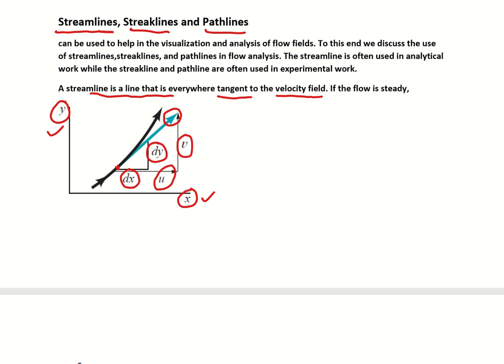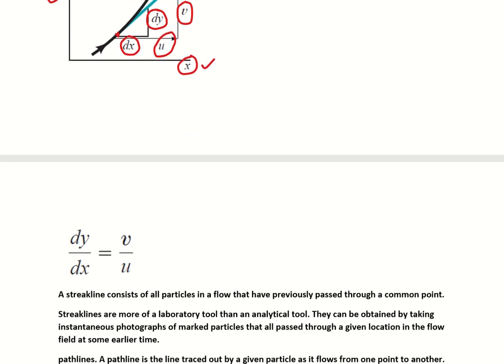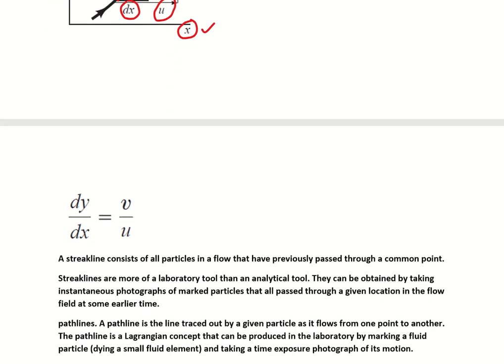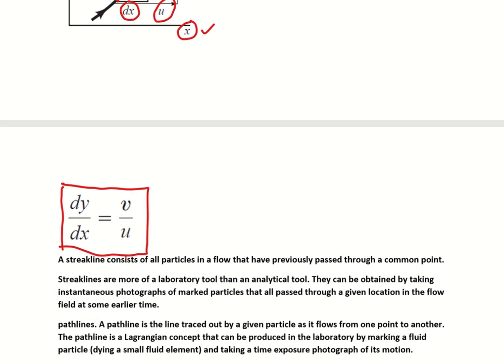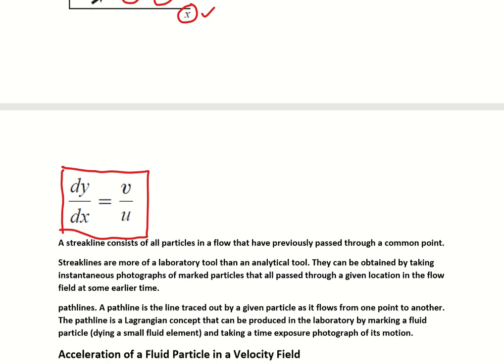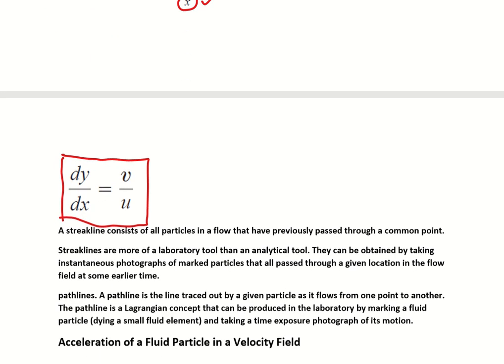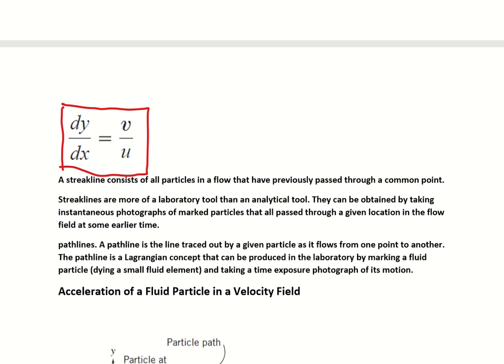So with the help of this figure, the equation of the streamline can be written in the form of dy over dx is the slope, and v over u is also slope. So it means that dy over dx is equal to v over u, which is the equation of streamline for two-dimensional flow.